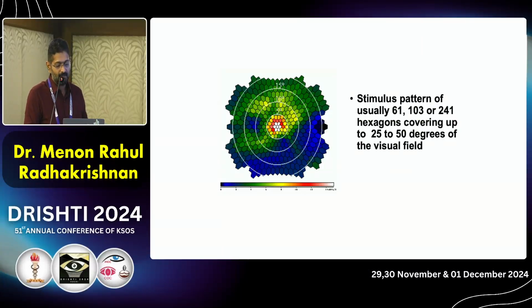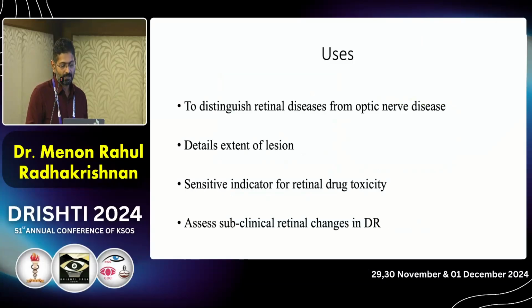So, they have a stimulus pattern of usually 61, 103, and 241 hexagons to cover it. Usually around 50 degrees of the visual field is examined. Basically, it's to distinguish retinal disease from optic nerve diseases. It gives a detailed extent of the lesion.